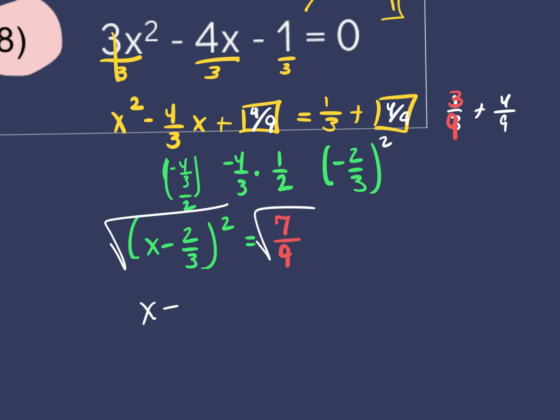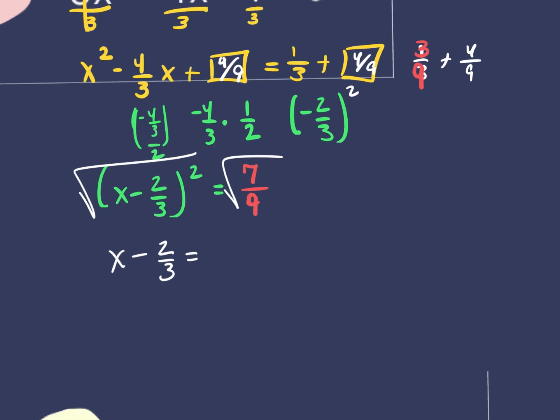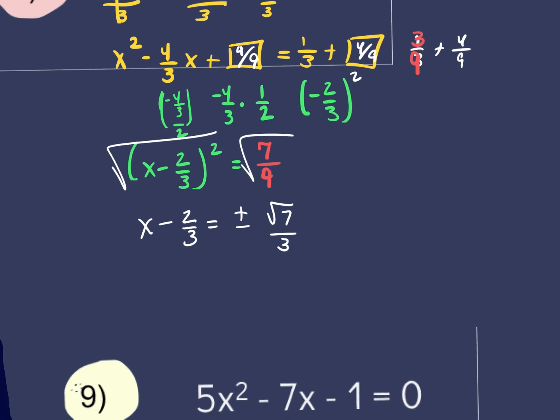So I have x minus 2/3 equals, what goes in front of my answer? Plus or minus. What is the square root of 7? So leave it. What's the square root of 9? Good. One more step. We're going to add 2/3. Good, guys. So we're going to add 2/3 here, okay? So I have x equals.